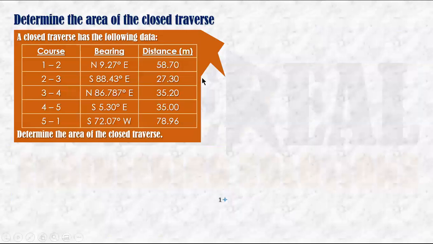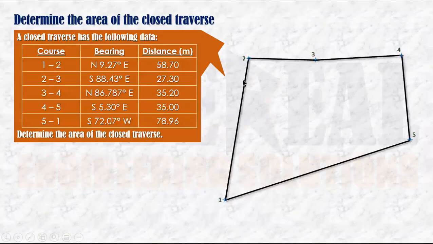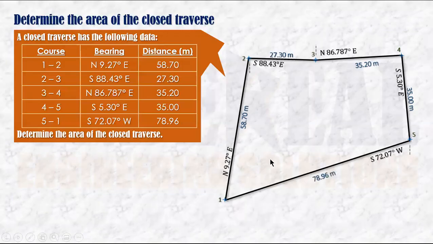So, if I'm gonna draw that closed traverse, ito yung figure niya. Okay, 1-2, its length is that, then bearing north, 9.27. 2-3, this is southwest, no? So, its length is 27.3. Its angle is, of course, from the south dito. So ito yung angle na yan, 88.43, almost 90 degrees na. And ito, 3-4, it's northeast. So from the north, then 4-5, this is the bearing, southeast, south 5.3 degrees. And lastly, 5-1, 72.07 southwest, and the length is 78.96.